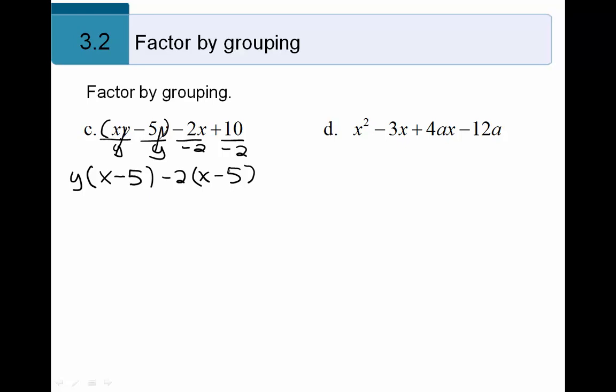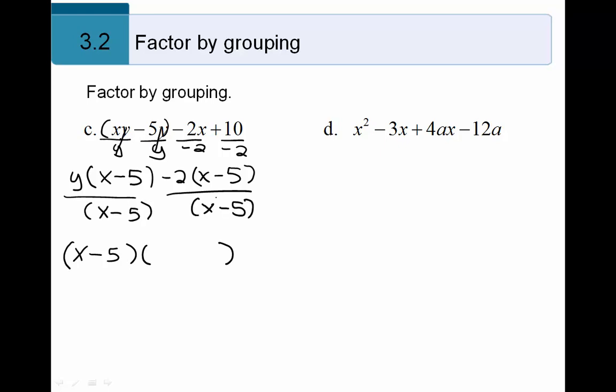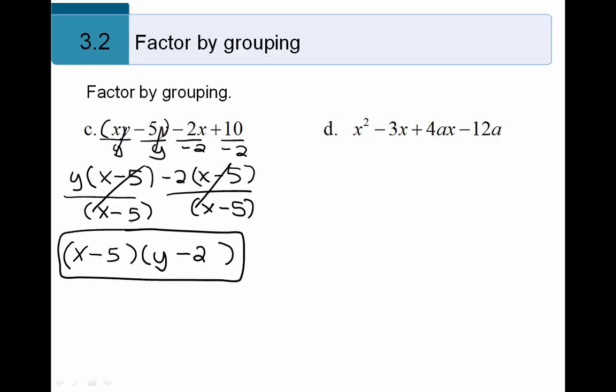Okay? So we have y times x minus 5 minus 2 times x minus 5. Now you can see we have a common binomial factor of x minus 5, which I'm factoring out. Divide each of your terms by your common binomial factor. And your missing factor is y minus 2. So x minus 5 times y minus 2, or y minus 2 times x minus 5.